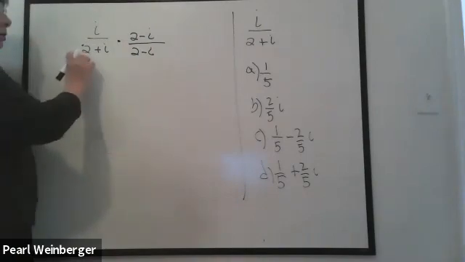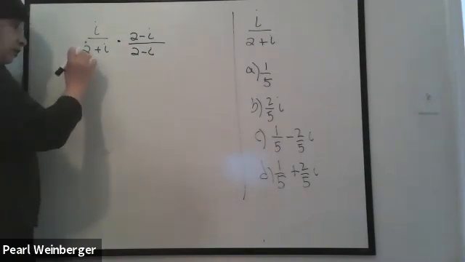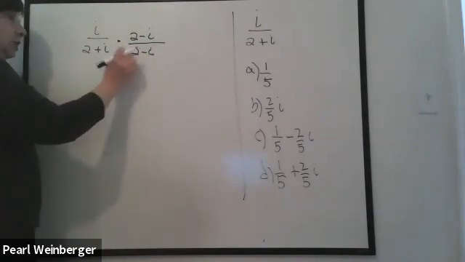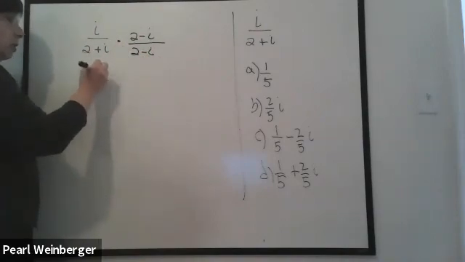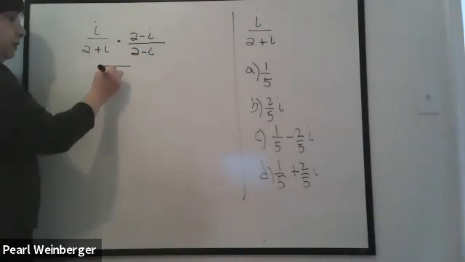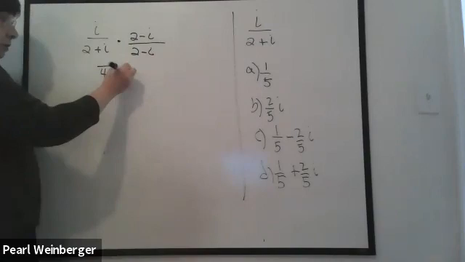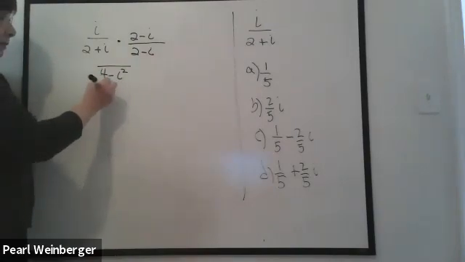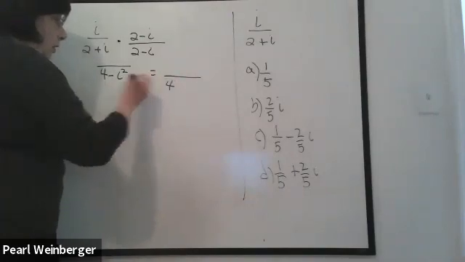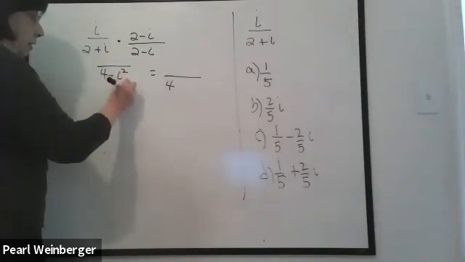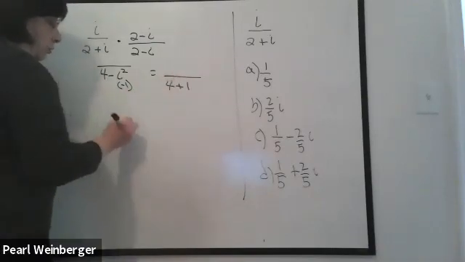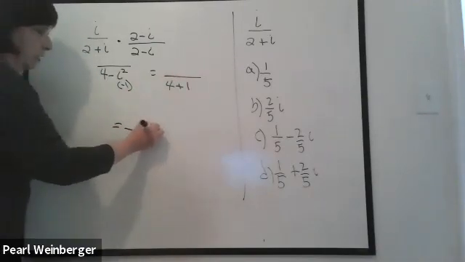In the denominator, I have to do FOIL, just first and last because they're conjugates. So 2 times 2 will give me 4. And positive i times negative i will give me negative i squared. So that becomes 4, and now the i squared is negative 1, so minus negative 1 is 4 plus 1. That gives me as my denominator 5.